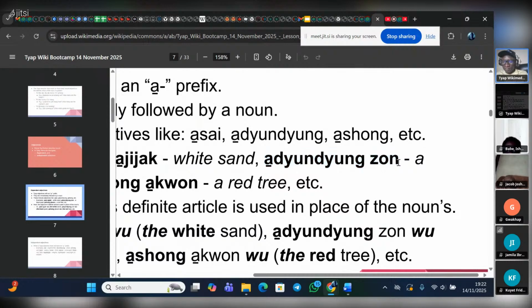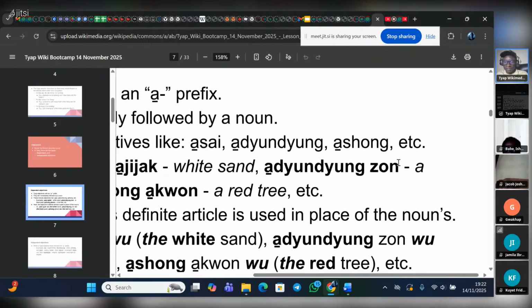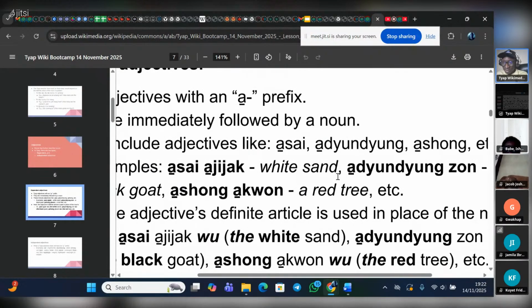So probably someone else will be able to pronounce it with the right tonation, as the Tyap speakers from the Mabodo area would pronounce it. But then I'll just do my best. And wherever I need your support, I think actually Babe, you stand by to help me to pronounce it. So we have Odindungzong. Odindungzong is a black goat.